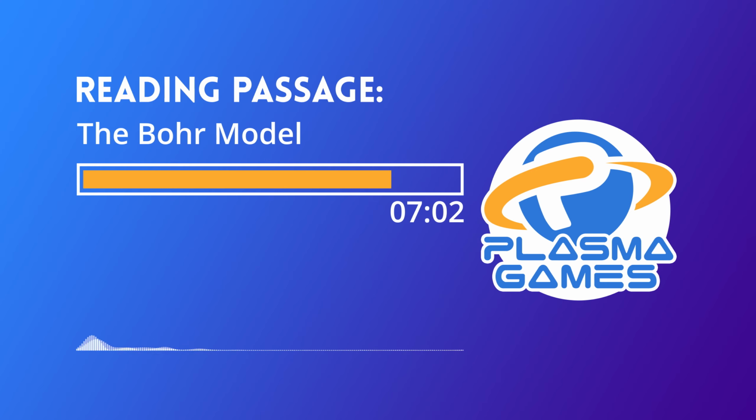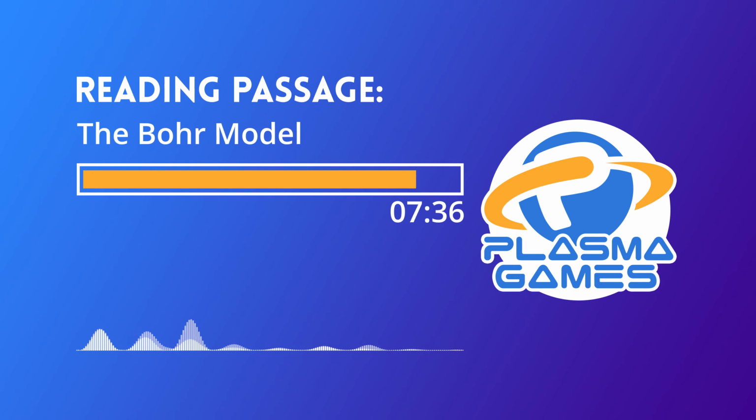Reading comprehension questions. Bohr models and valence electrons. 1. Define an energy level. 2. How are valence electrons different from other electrons? 3. Would it be harder to move electrons from an energy level closest to the nucleus or furthest? Explain your answer.